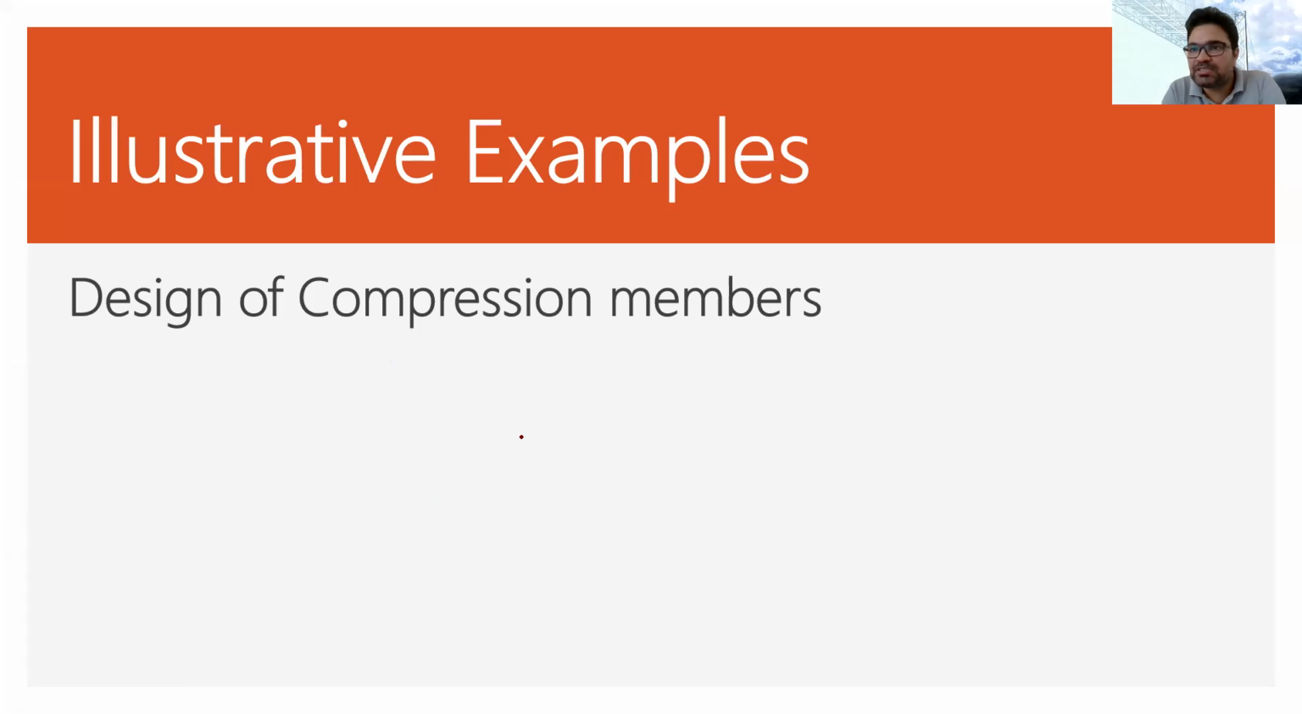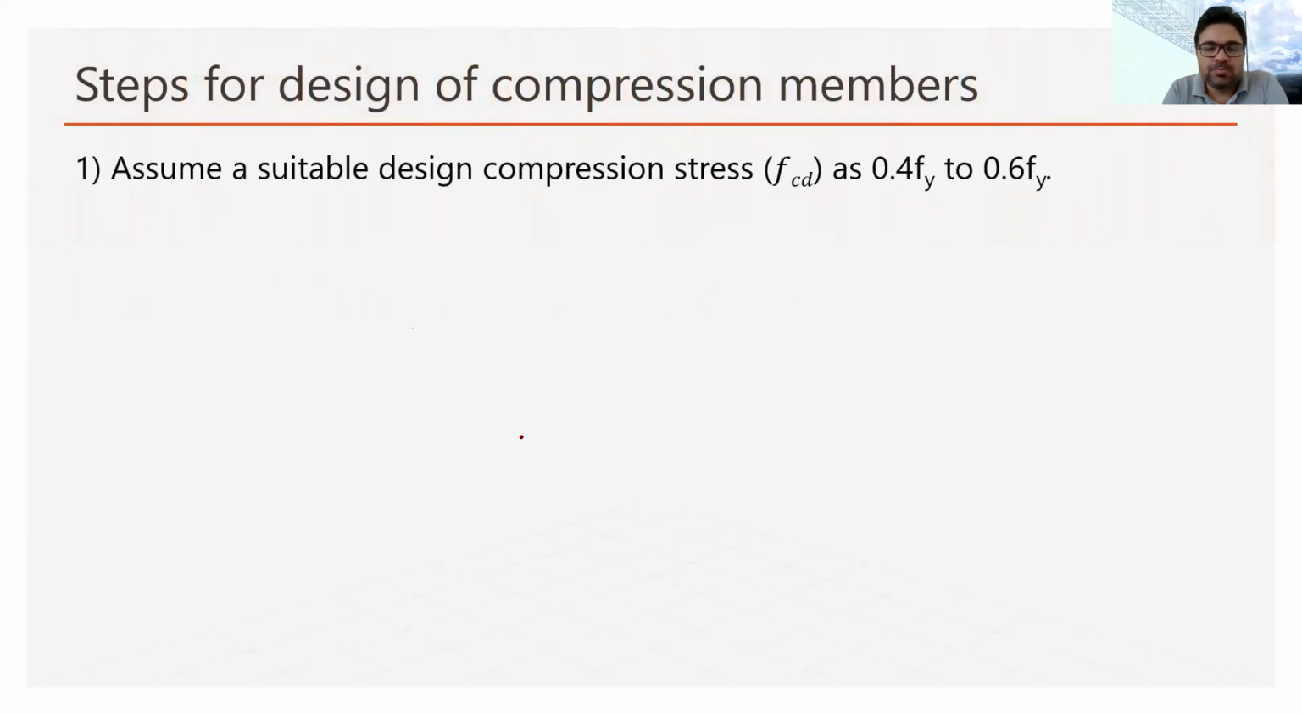We will see first what are the steps that we generally follow to design the member, and then we will take an example to solve that. In the steps that we generally use, first of all, we assume a suitable design compressive stress, which means the first step is to assume the value of fcd. For an idea, generally we assume fcd as 40 to 60% of the fy value, or we can say 0.4 to 0.6 times fy. So that is the first step that we generally do.